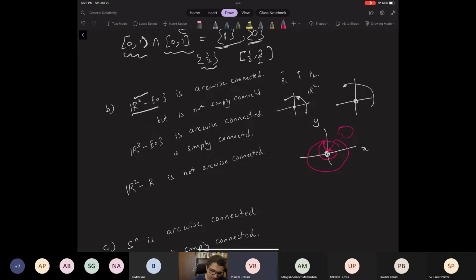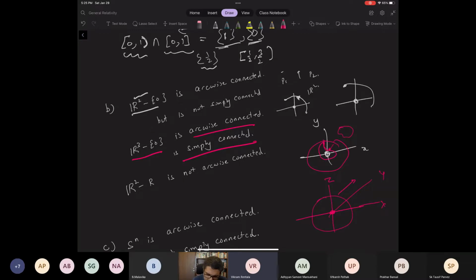Okay, however, if I go to R3 and I remove the origin, now I can shrink this loop to 0. I just move it forward, so I translate it in the y direction, and then I shrink it to a point. So R3 minus 0 is arcwise connected, and it's simply connected.